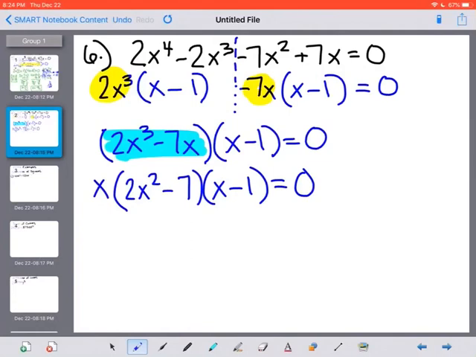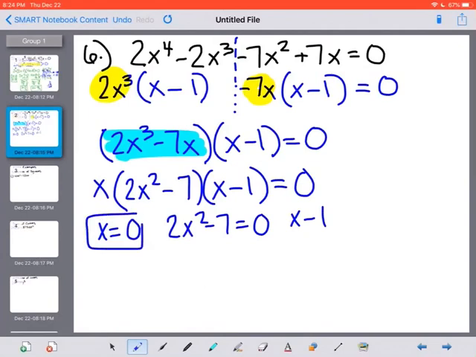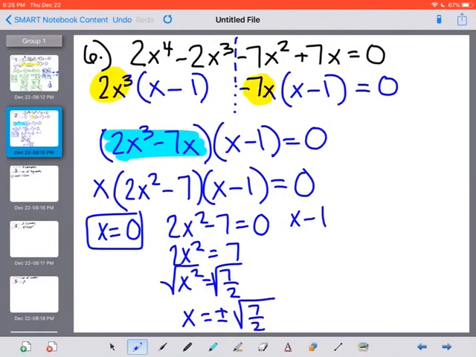So then you have to set each parenthesis equal to 0 and solve. So this one would be just 0. This one would be 2x squared equals 7. So x squared equals 7 over 2. So x is going to equal plus or minus the square root of 7 over 2. And then you add 1. So you get x equals 1 plus or minus the square root of 7 over 2.